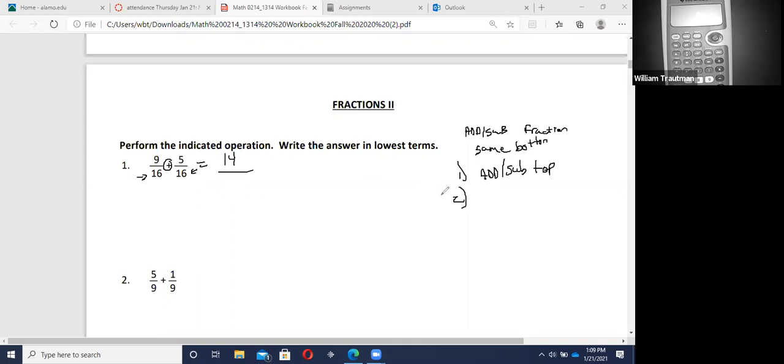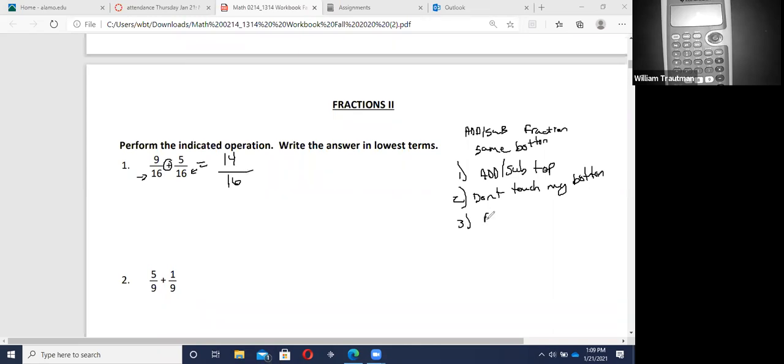Step 2, don't touch my bottom. Don't touch my bottom. Leave it alone. It was 16 for both of them. My new bottom is 16.